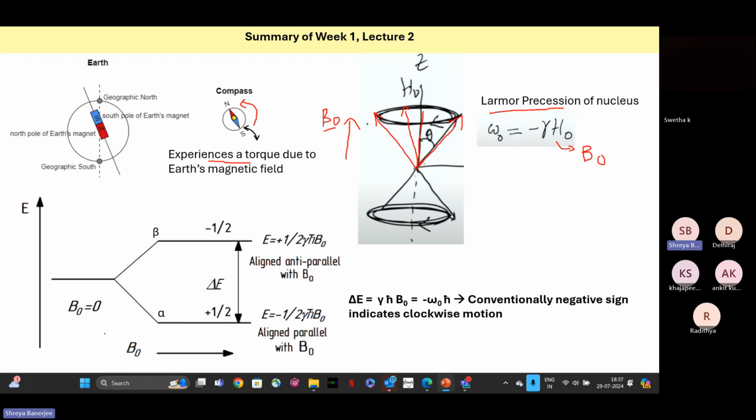So we have already discussed this before, that when I is half, you have M values of plus half and minus half. And there are two energy levels. And the energy difference between these two levels, which you will get by subtracting the upper minus lower energies, is gamma h bar B naught. And we know that gamma h bar can be written as minus omega naught by this equation. So we can write the energy difference as minus omega naught h bar.